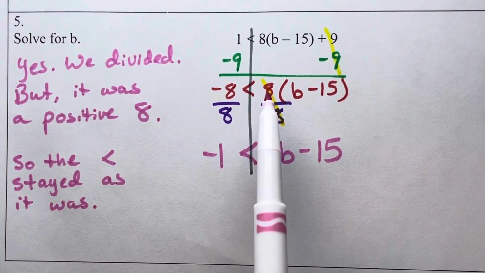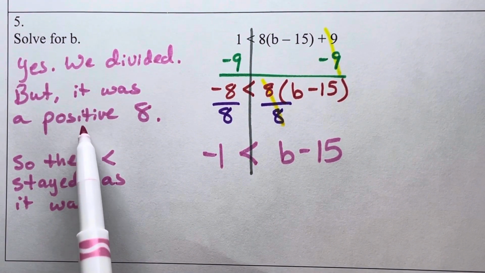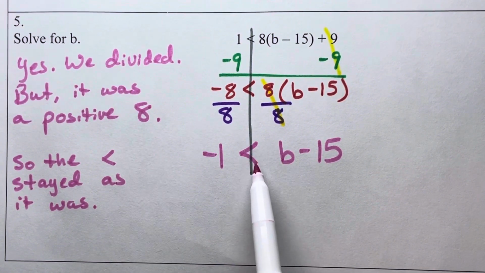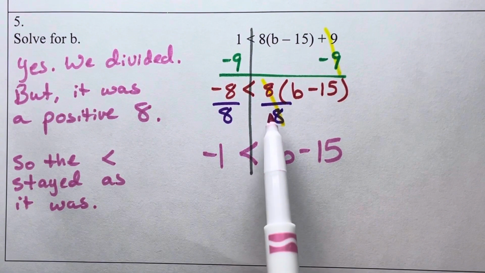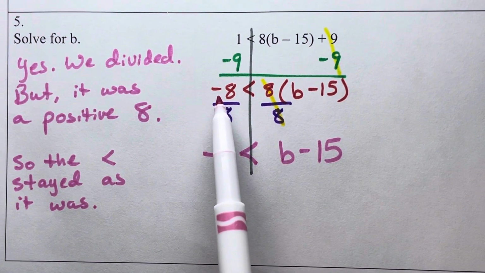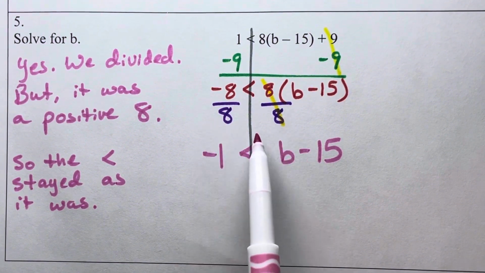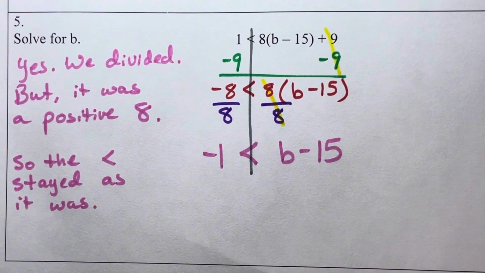Let's talk about that. Yes, we divided by 8. We sure did. But it was a positive 8. And because it was a positive 8, this less than symbol stayed exactly as it is, because you only turn the inequality symbol if you divide by a negative number. It doesn't matter that the 8 that was on the left was negative. It's the 8 in purple underneath that does the flipping, so to speak.